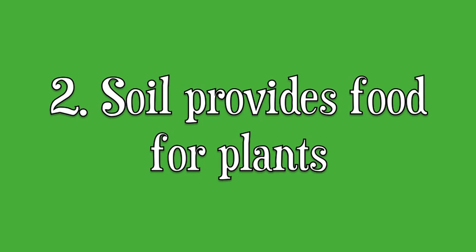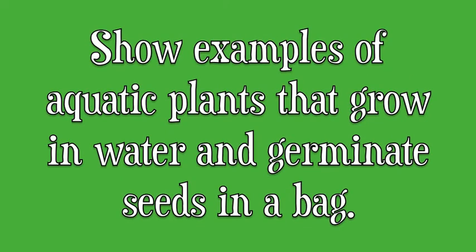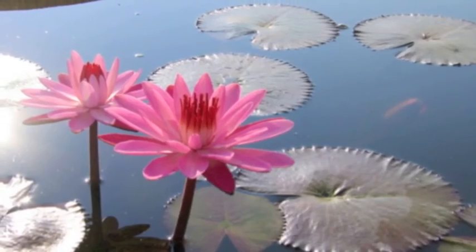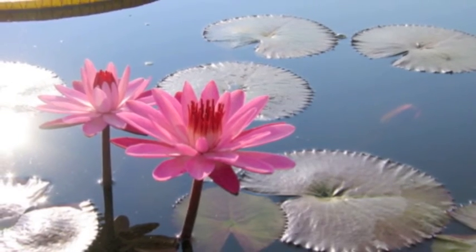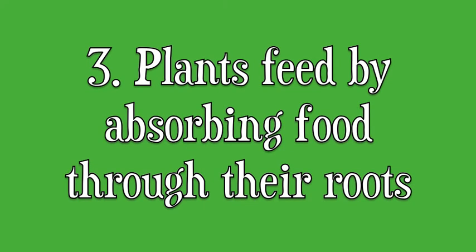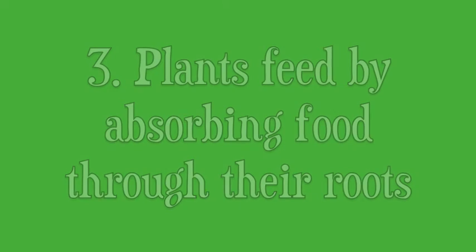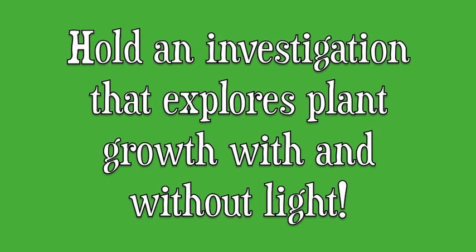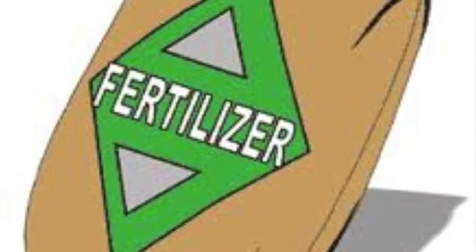Another misconception is that a plant must have soil in order to grow. In order to clear this up, teachers could show examples of aquatic plants that grow in water without soil. You could also germinate seeds in a bag like we did in class. Lastly, students struggle with the fact that plants do not feed by absorbing food through their roots. Students believe a plant gets hungry and needs to eat and drink like humans do. In order to clear up this misconception, you could hold an investigation that explores plant growth with and without light. The teacher can also discuss different things such as fertilizers.